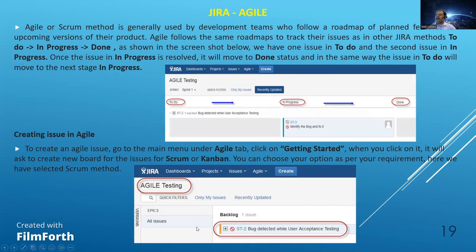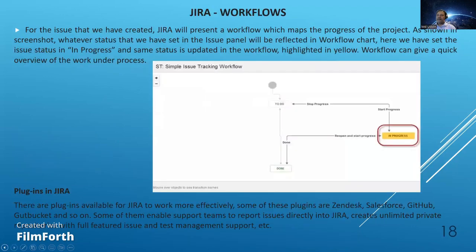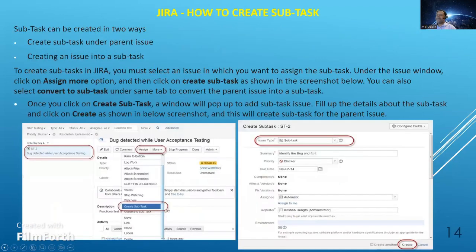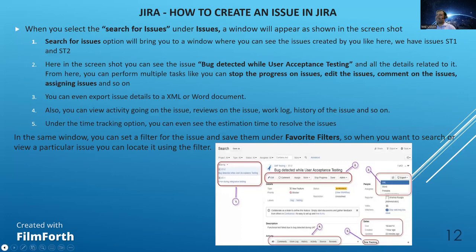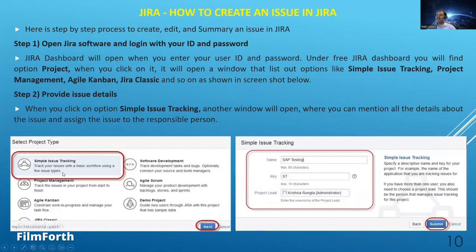Creating an issue in Agile, right? How do you create an issue in Agile? You remember? Same thing, right? When you create the project, instead of creating a simple issue, you can choose Agile Scrum. Once you choose that, you can choose Agile Scrum here, right? Instead of simple issue tracking, you can choose Agile Scrum, since you are working with the Agile Scrum methodology.